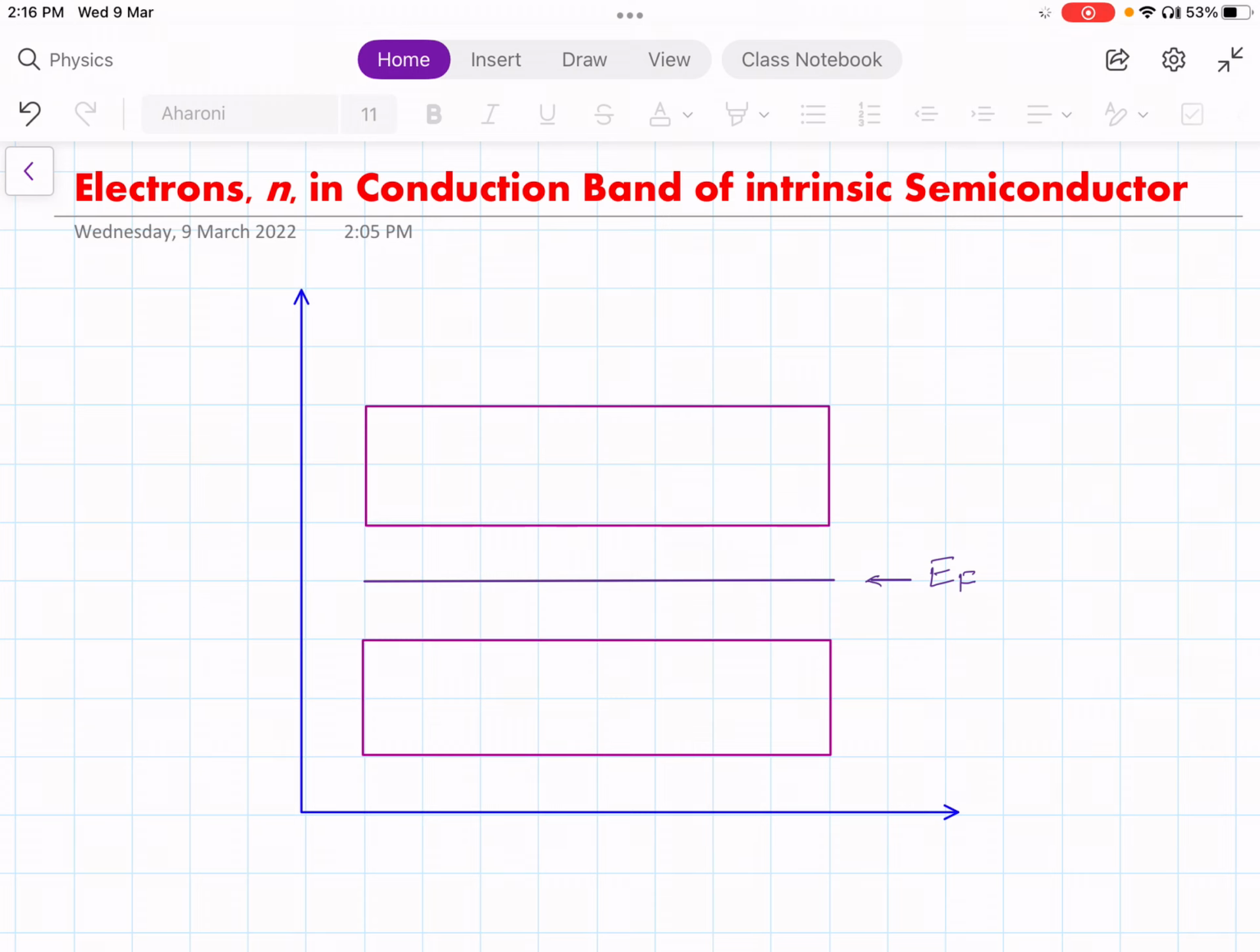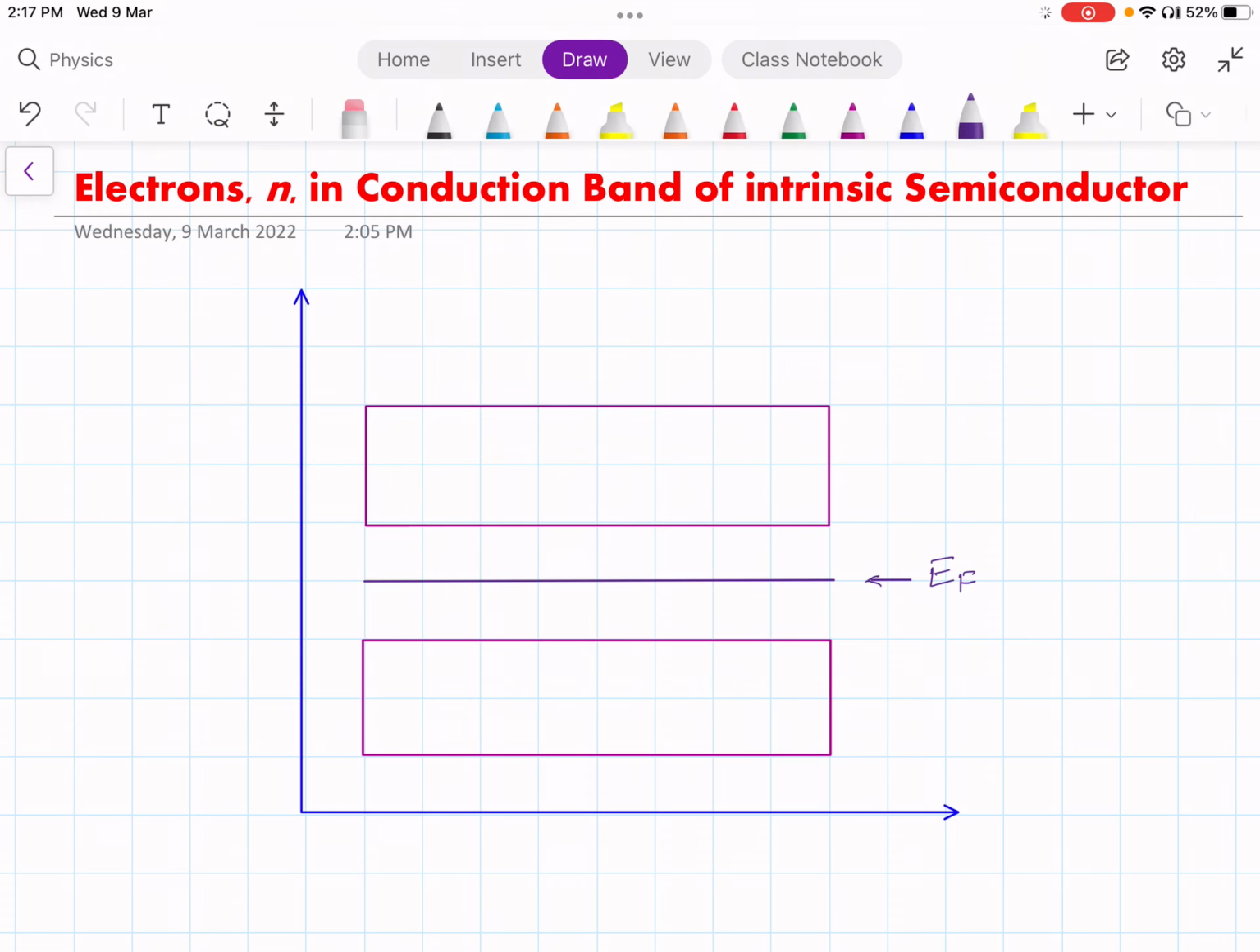In this lecture, we are going to find the number of electrons in the conduction band of an intrinsic semiconductor. The band diagram is shown over here. Along the x-axis, there is interatomic distance, and on the y-axis is the energy axis. Here, this is the conduction band, and the valence band.